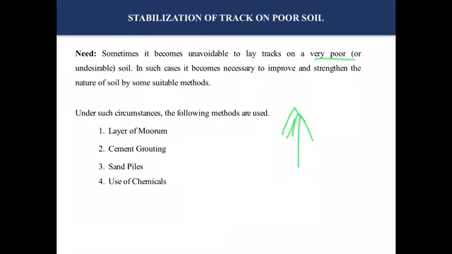Now the process of improving the strength and the nature of the soil using suitable methods, that we call the stabilisation of track on poor soil. Some of the methods that will be used to stabilize poor soil are a layer of muram, cement grouting, sand piles, and the use of chemicals.